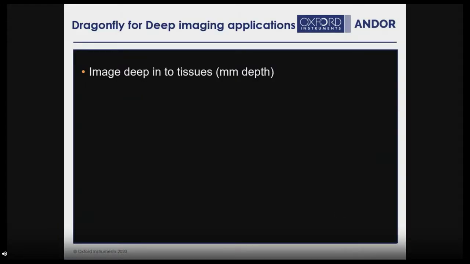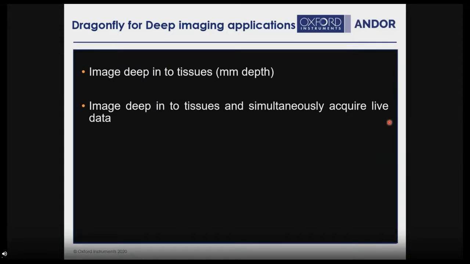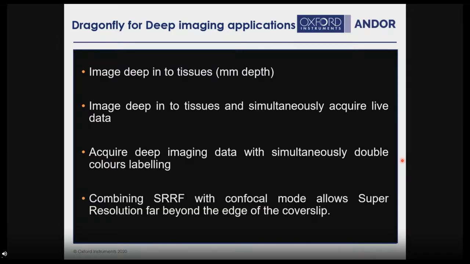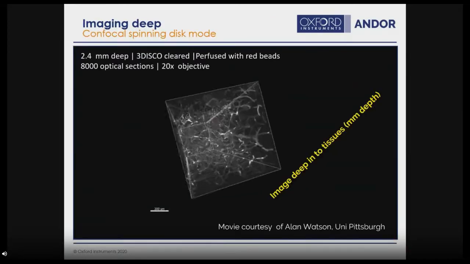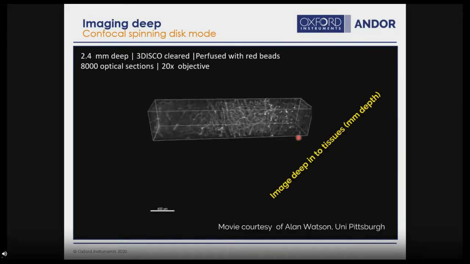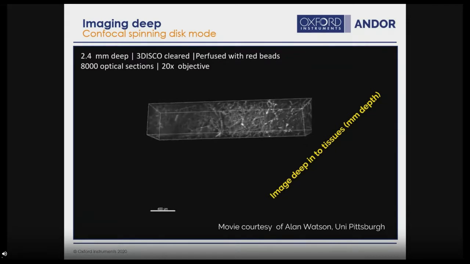So you can use the Dragonfly for deep imaging applications, and you can image up to millimeters deep in tissues, or you can image deep in tissues and simultaneously acquire live imaging data, or acquire live imaging data and simultaneously acquire double color labeling. And if you combine it with SRRF-Stream, you can acquire super resolution images that break the diffraction limit of light far beyond the edge of the coverslip. One example of this is this cleared tissue that is 2.4 millimeters deep, imaged with the Andor Dragonfly.